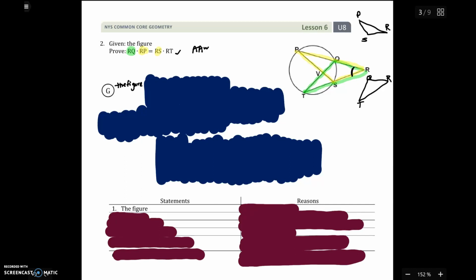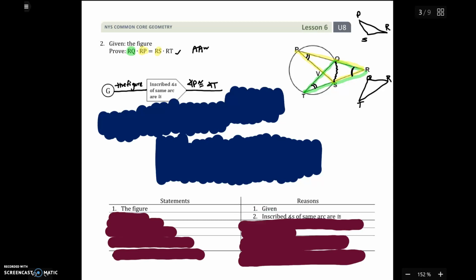The first thing I notice is that they overlap, and the second thing I notice is that I have inscribed angles, and both of those inscribed angles would be half of the same arc QS. And so I'm going to say that inscribed angles of the same arc are congruent using angle P and angle T. And that's the same thing I did down here too. Inscribed angles of the same arc are congruent.